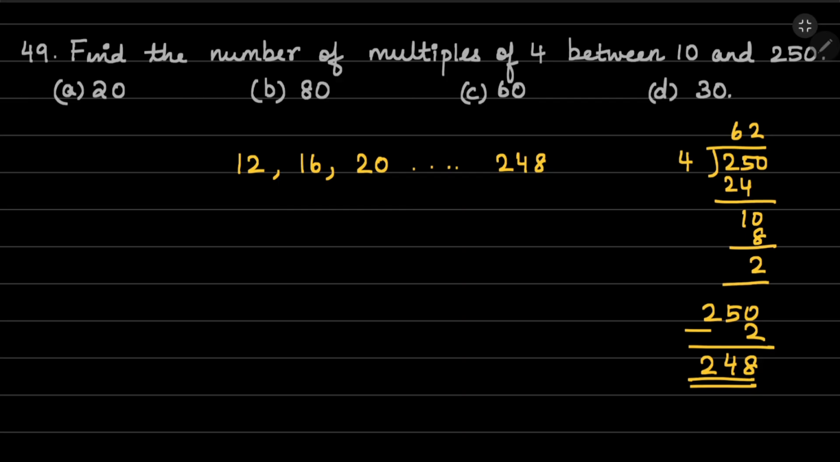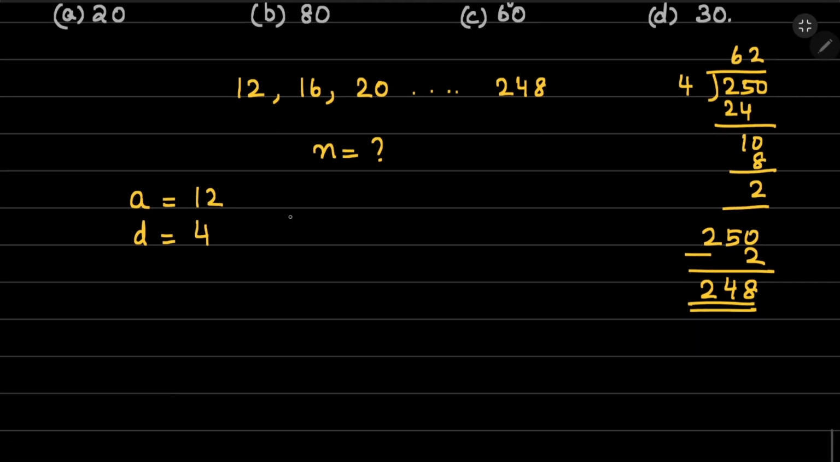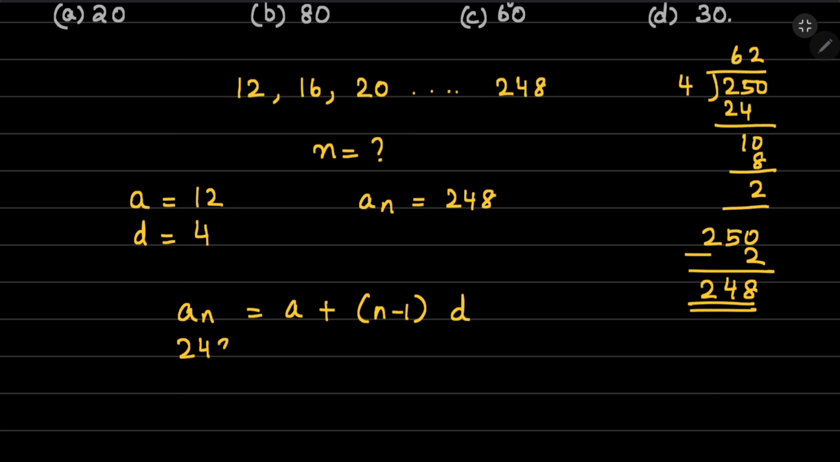Starting from 10 to 250, the multiples of 4 start from 12. The number immediately after 10 is 12, 16, 20, and so on. So you have to find the number of multiples, that is, what is n here. So a is 12, your common difference is 4, and you have to find your an. The nth term is 248. So let's use the formula an equal to a plus n minus 1 into d. So 248 is equal to 12 plus n minus 1 into d, which is 4.